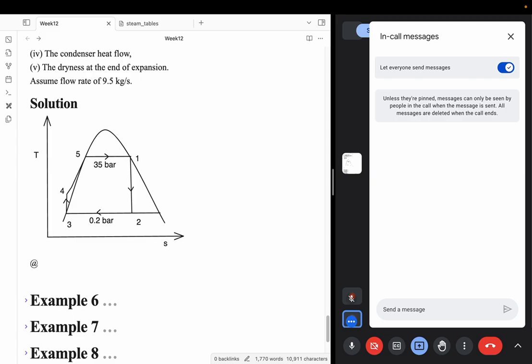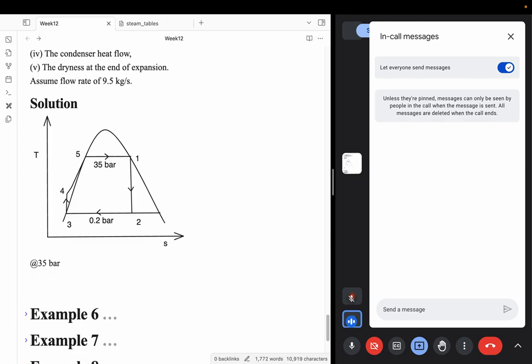So the first one is at 35 bar pressure. All you have to do is just take some values from the table. So this will be equal to Hg at state 1 because it is in saturated vapor state. So this will be 2802. And similarly, S1 will also be equal to Sg at state 1, which is 6.12.